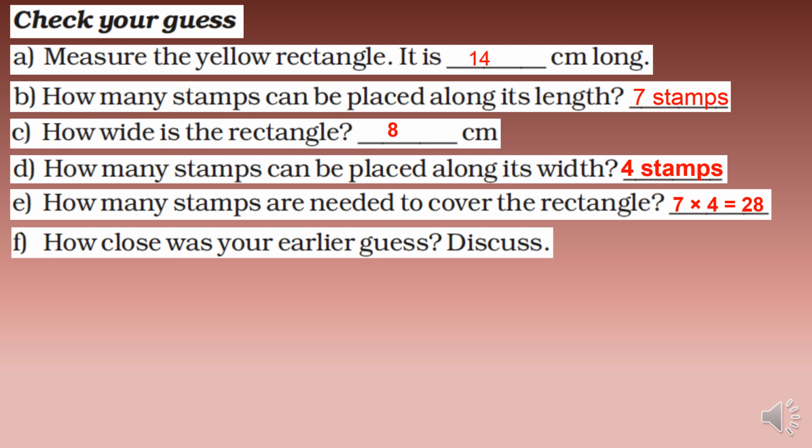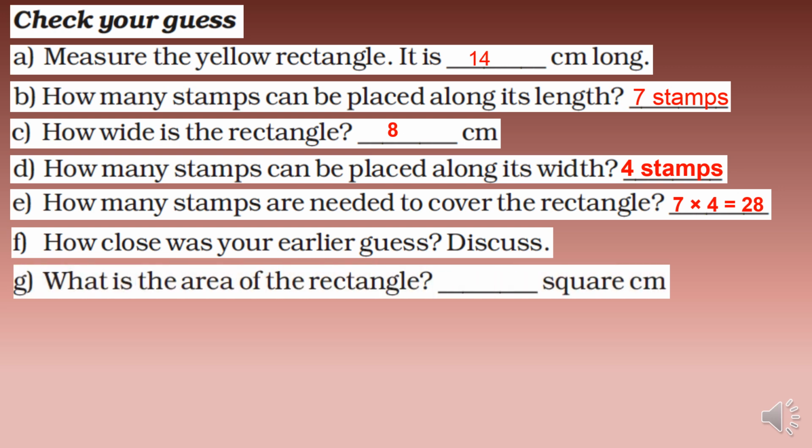How close was your earlier guess? You know your own guess, so I don't know what your answer is, but you can write whether it is somewhat close to the real answer. If it is close, then what is the area of the rectangle? If we have to find its area, we know that its length is 14 centimeter and width is 8 centimeter. So we get 14 into 8, that is 112 square centimeter.